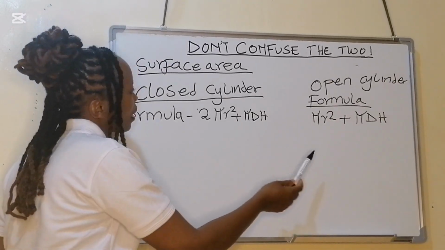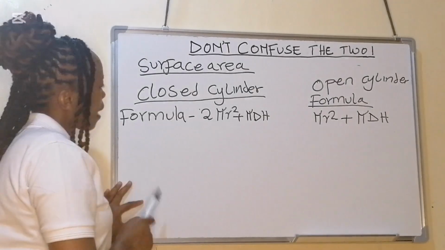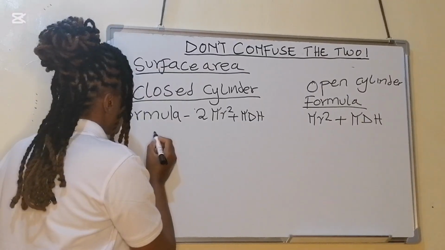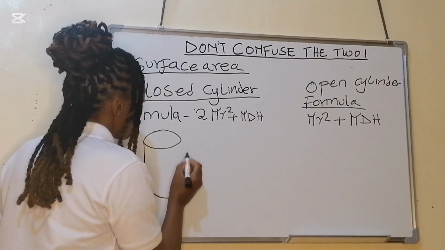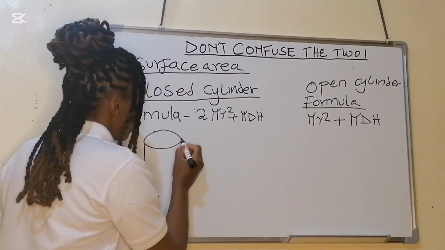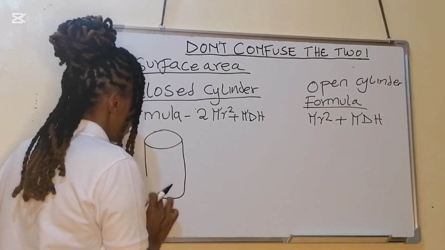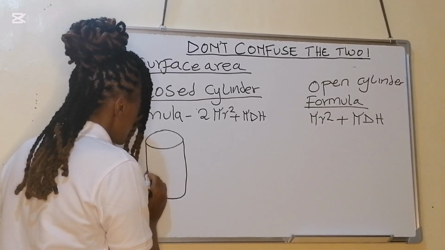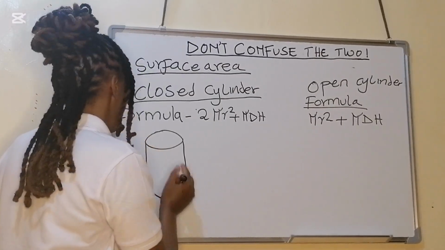Okay, we have seen the formula of an open cylinder and a closed cylinder when you are told to find the surface area. We can draw the cylinder. Maybe some students don't know what I am talking about. They don't know what a cylinder is. They have never seen the diagram. So in my class, I never assume that a student knows something. I will repeat and repeat again.